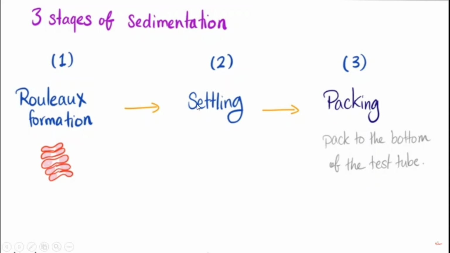So there are three stages of the sedimentation. First, the RBCs in the blood stack or pile up on each other, and the stacking or the piling up of the RBCs on each other is known as the rouleaux formation. After the rouleaux formation, there will be a settling of the RBCs, and after the settling, the RBCs pack at the bottom of the test tube.